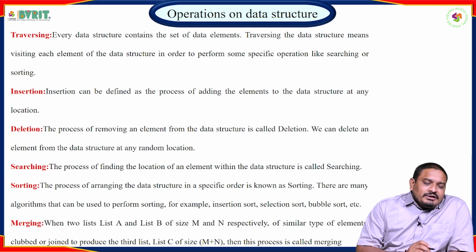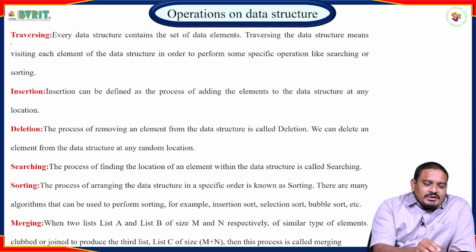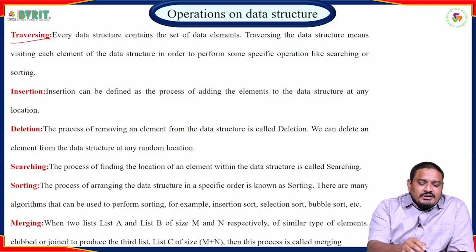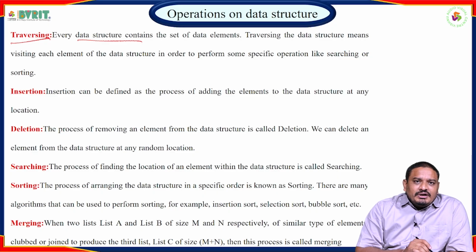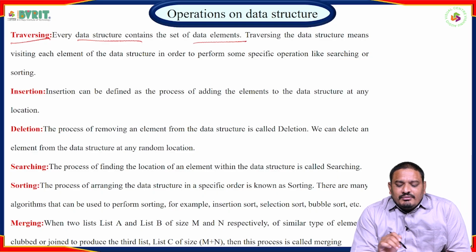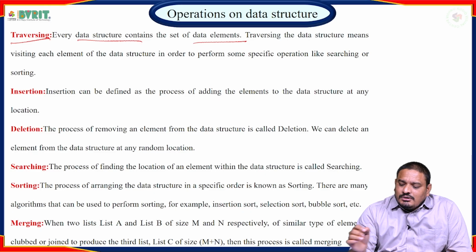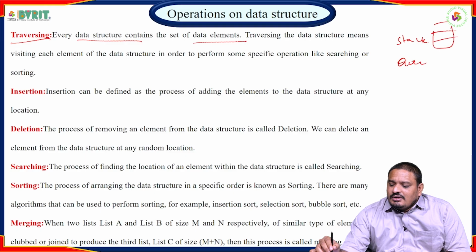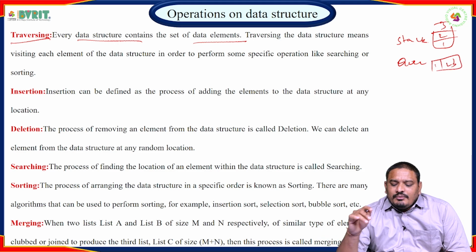Here, there are different operations. The first operation is traversing. Traversing is a very important operation in data structures. Every data structure contains a set of elements. For suppose, a stack has a set of elements, and a queue is also a set of elements. The stack has elements like this, and the queue has elements like this.